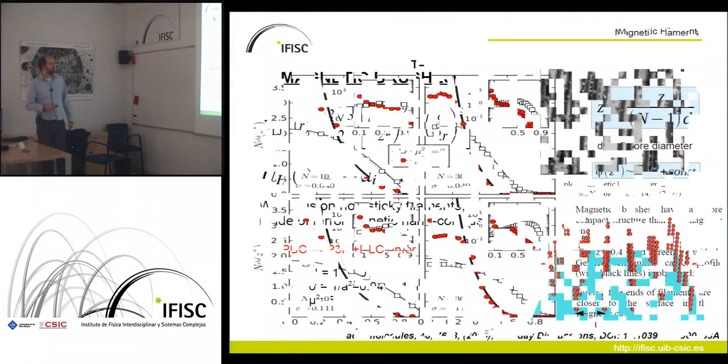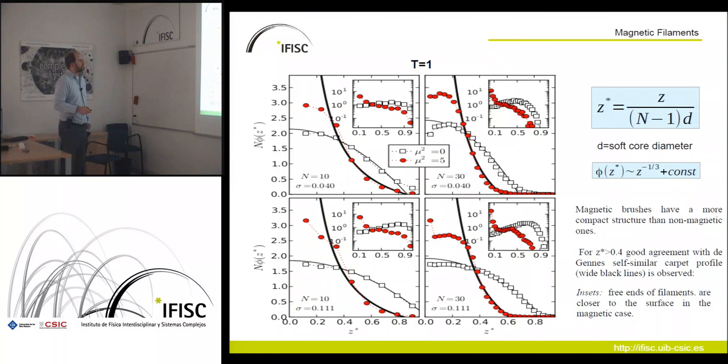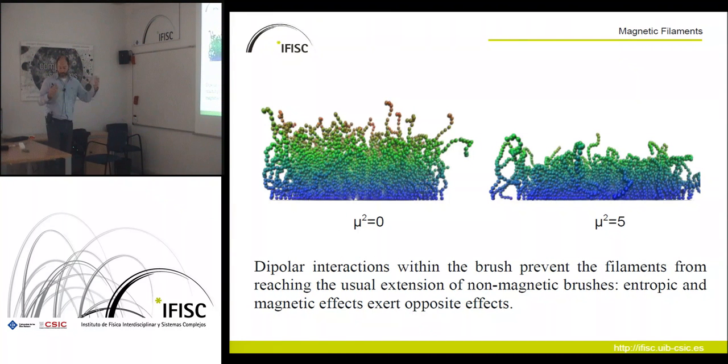And well, the first thing we can realize is that the density profile of monomers, where zero represents the surface, does not follow the parabolic profile found in non-magnetic systems. Non-magnetic would be the white, the magnetic are the red, and they have much more compressed profiles. In fact, they do not obey the parabolic law, but the de Gennes self-similar carpet profile, which is usually found in the case of chains that disturb one another, in the case of adsorbing surfaces for polymers.